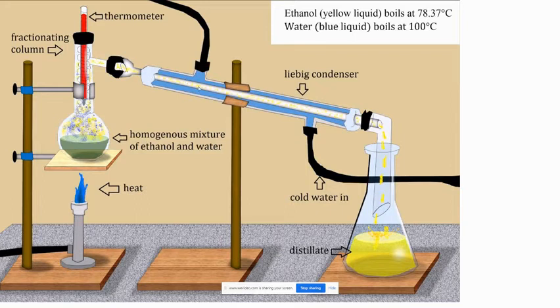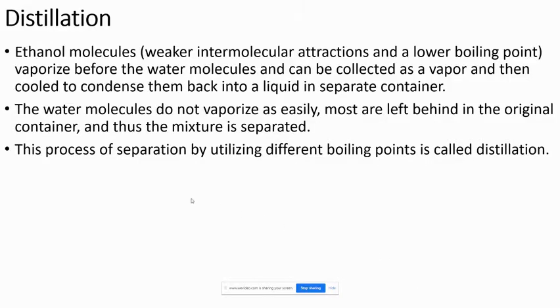Then they have this tube here. It's surrounded by another tube. They don't mix together, but it's just surrounded by that. And they've got cooler water coming in here so that this ends up condensing the gas back into a liquid, and then they're able to get the pure ethanol over on the side. So just like I said, it takes advantage of those two different boiling points.